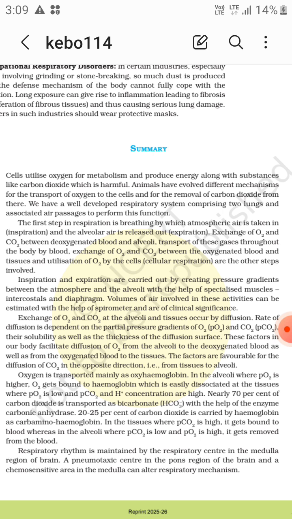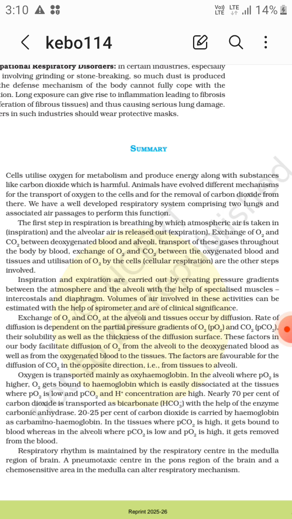So we have a well-developed respiratory system comprising two lungs and associated air passages to perform this function. Now, the first step in respiration is breathing, by which atmospheric air is taken in, that is inspiration, and the alveolar air is released out, that is expiration.